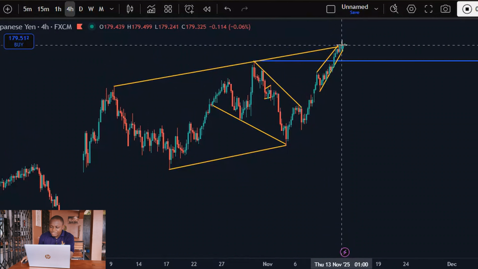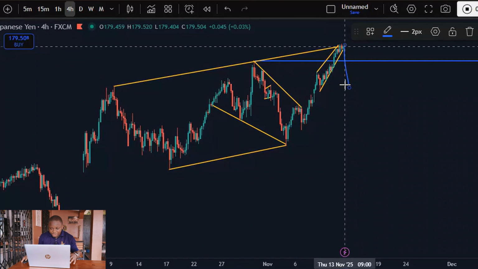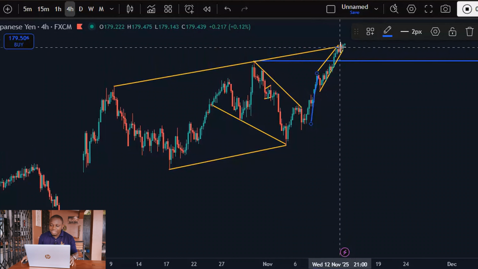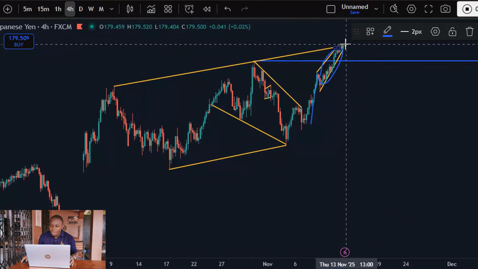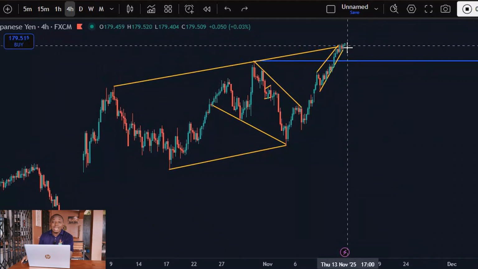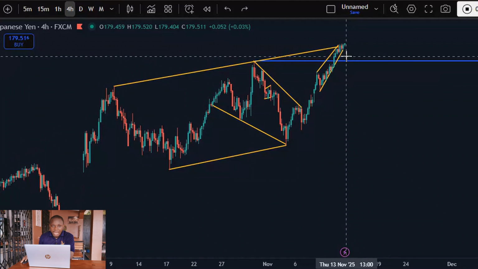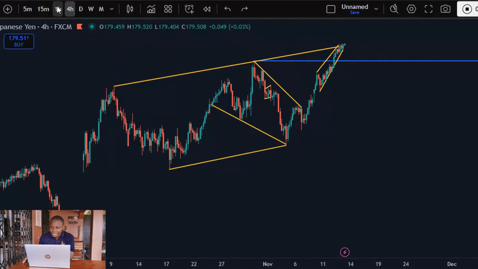So the impulse will be in the opposite direction, which means we had the phase of an impulsive movement, then we had a phase of a corrective movement, and now we are anticipating the phase of price to move to the downside impulsively. That's why we call it what? Phase line break, which is confirming and supporting our movement to the downside.